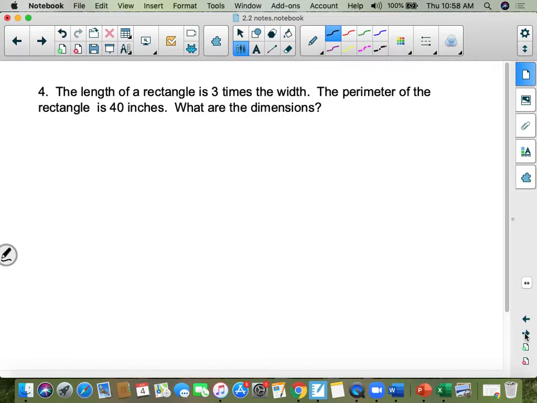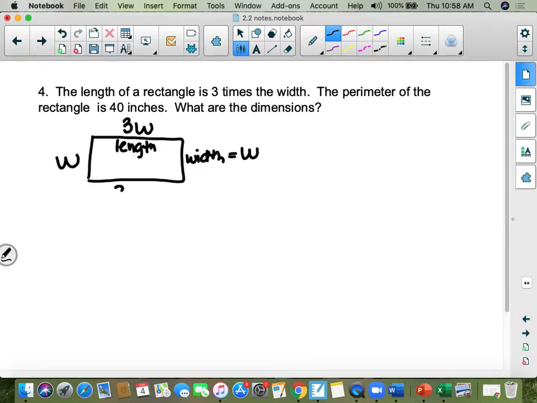The length of a rectangle is 3 times the width. Here's the rectangle. Here's the length. Here's the width. We're going to use W for width. The length is 3 times the width, so we're going to use 3W for length. The perimeter is 40. Well, don't you have to add up all the sides? Perimeter means like putting a fence around all of this.